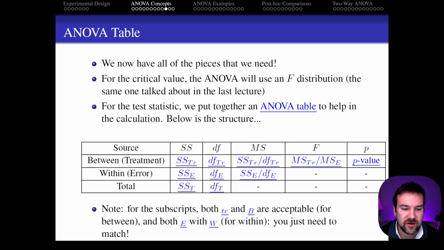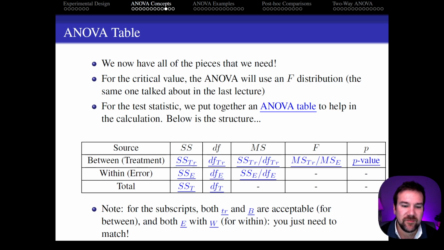For the degrees of freedom, each of these components, the between, the within, and the total, each have their own degrees of freedom. And I can't remember if we mentioned this on the next slide or not, but I'll say that the degrees of freedom for the between, or treatment, plus the degrees of freedom for within, or error, equals the degrees of freedom total. So if I have two of these, I can always find the third one using just a little math and fill in the blank.